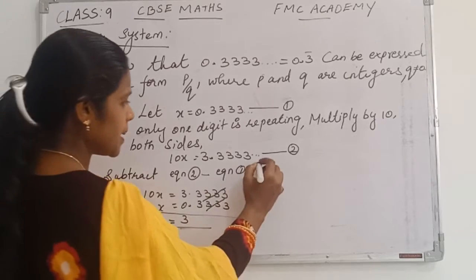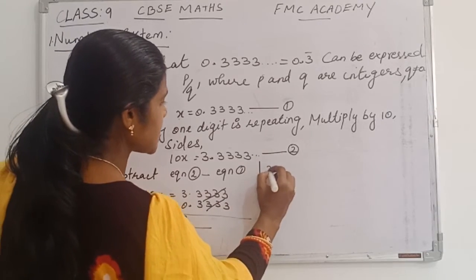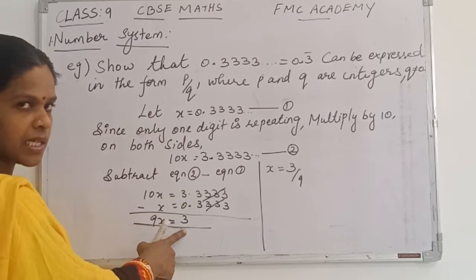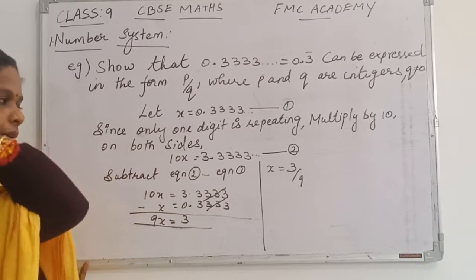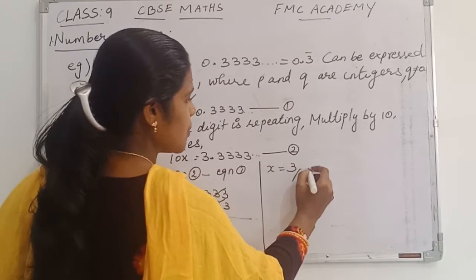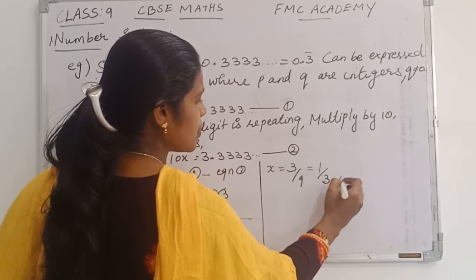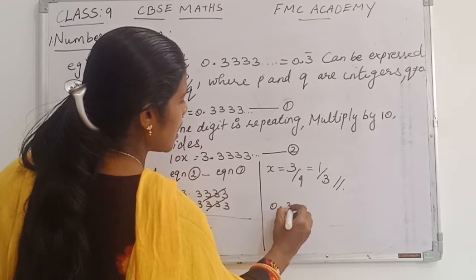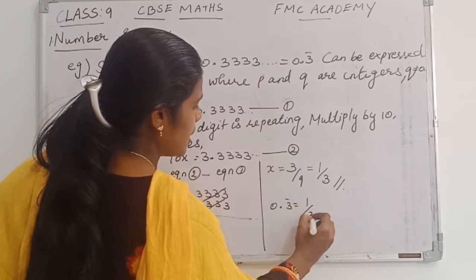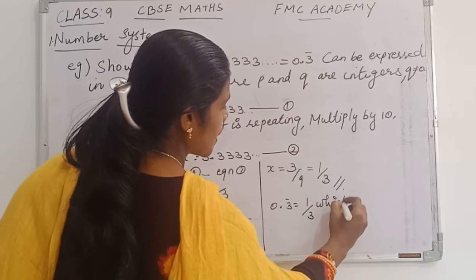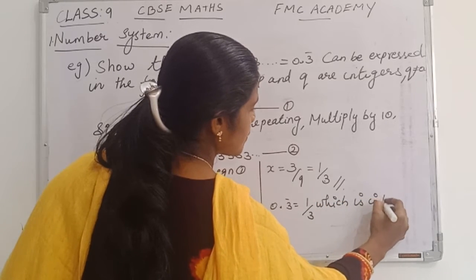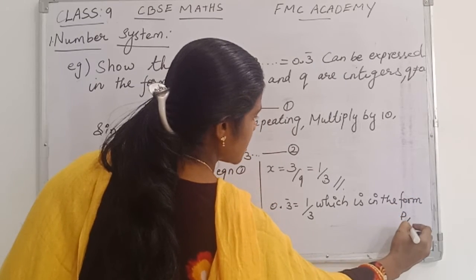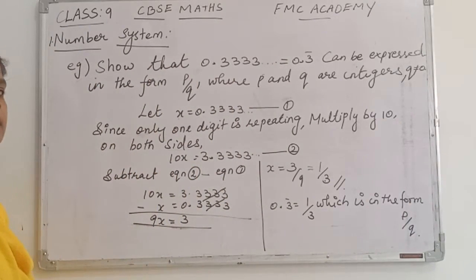Now this can be written in a simplified form, that is x is equal to 3 by 9. This 9 you are taking to the opposite side, so it will become the denominator. This can again be simplified, which is equal to 1 by 3, which is in the p by q form. So you can write 0.3 bar is equal to 1 by 3, which is in the form of p by q. That's it. Very simple. Okay children, just note down.